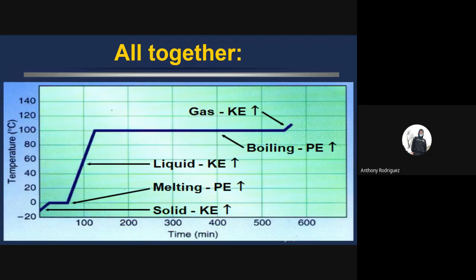Yeah, I have a question. Why is it that the temperature doesn't change whenever it's like melting or boiling?